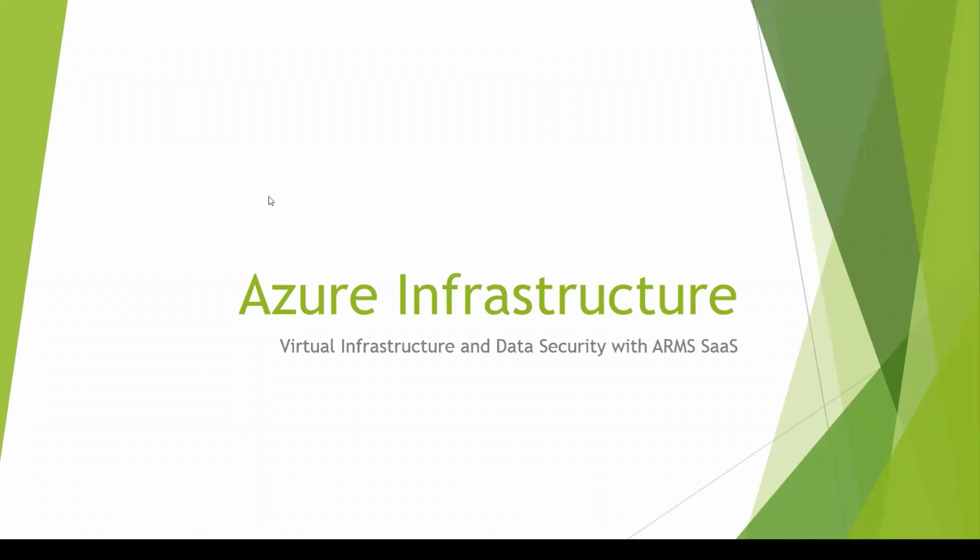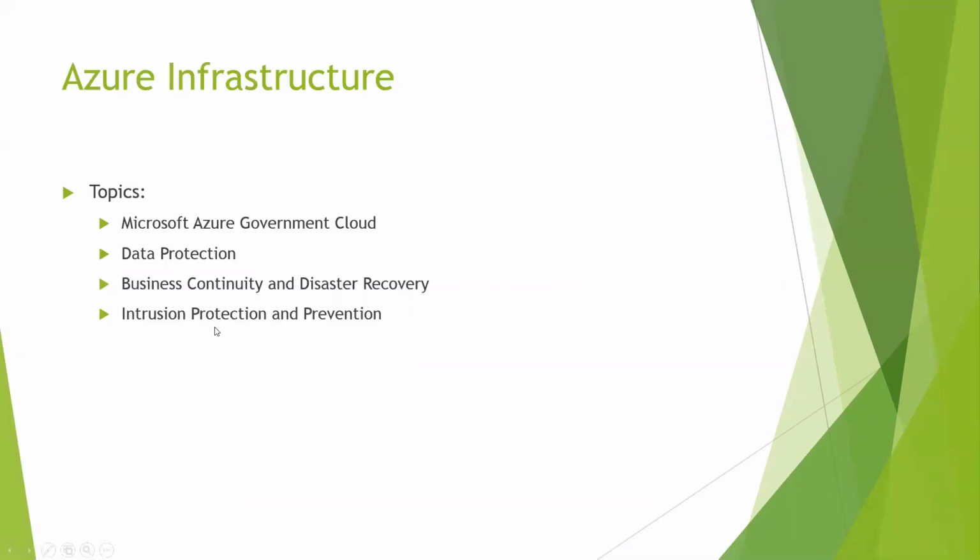ARMS SaaS means software as a service. It is our hosting your ARMS system for you in the Microsoft Azure Government Cloud, where the ARMS team becomes your IT management team for the server infrastructure, data security, disaster recovery, business continuity, and all things related to server-side components of ARMS. The topics we are covering: the Microsoft Azure Government Cloud, data protection, business continuity, disaster recovery, and as well intrusion detection and prevention.